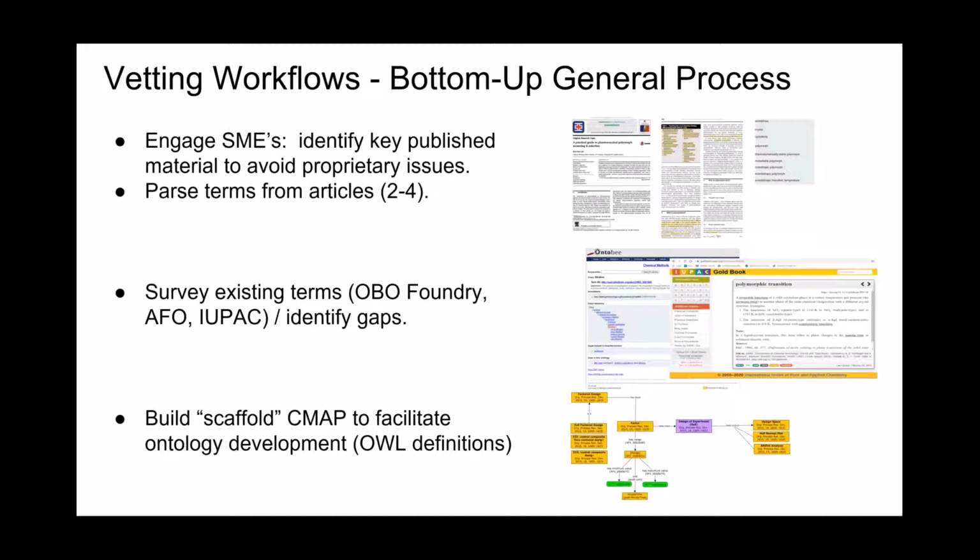Since the overall driver for this work is to link the analytical data to its experimental context, we want to make sure that any terms that we develop facilitate this. So any inconsistencies with the AFO or the higher level BFO ontology are flagged to be addressed. Finally, if there is a gap, we build a bare bones CMAP of the term and its connection to existing AFO terms based on ADM patterns to facilitate the semantic term definition. We also find that this bare bones CMAP is the best representation of the formal ontology definition for review by the scientific SMEs.